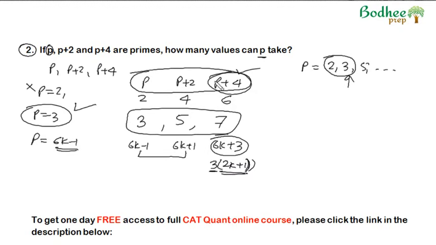So we can say that p plus 4 will never be a prime number if I take p to be 6k minus 1. That means all such prime numbers which are in this form will not be my answer, or will not be part of the solution.